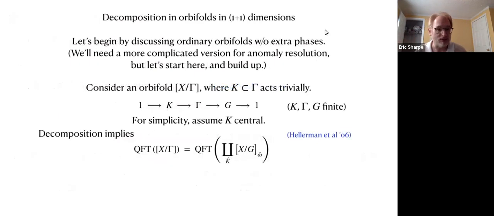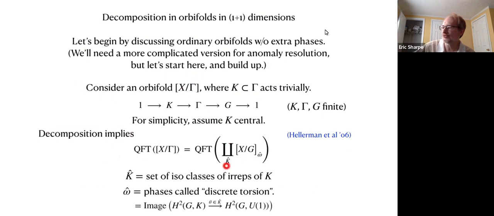Now, decomposition in orbifolds. Let me begin by talking about decomposition in ordinary orbifolds without extra phases. Let's consider an orbifold X mod gamma, where a subgroup K inside gamma acts trivially. Decomposition implies that the gamma orbifold is going to be the same as a disjoint union of G orbifolds, as many as irreducible representations of K, each with some phases, what are called discrete torsion in this context, but you can think of as basically being theta angles. This is very closely analogous to the relation between an SU(2) theory and SO(3) theories that I mentioned earlier in this talk. The gamma orbifold is the analog of the SU(2) theory. These are the analogs of the SO(3) theories.